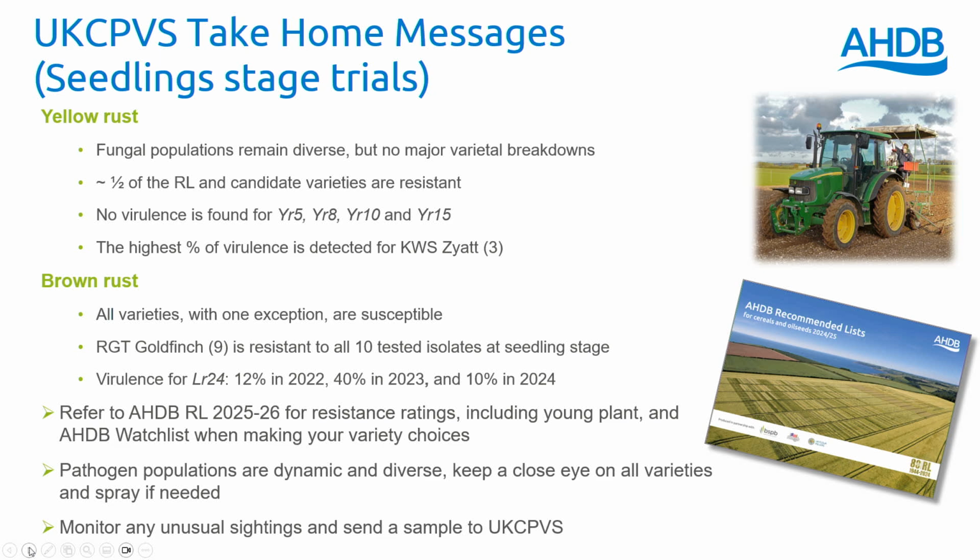And finally, a few other points: please refer to the AHDB recommended list for resistance ratings, which also include adult plant resistance, and also the AHDB watch list when making your variety choices. Pathogen populations are dynamic and diverse, so keep an eye on your varieties, even at the young plant seedling stage, and apply spray if you think it's necessary. And for UKCPVS, please monitor any unusual sightings and send us samples.